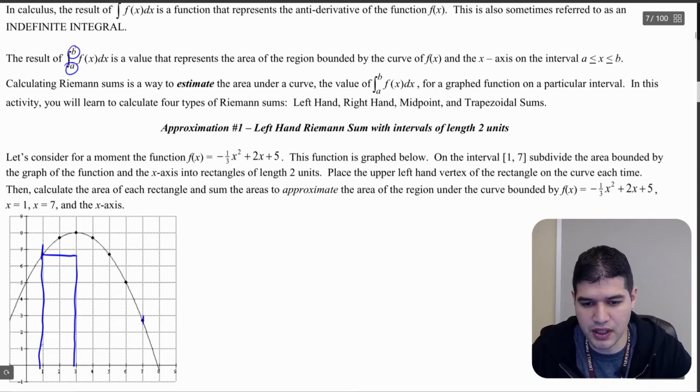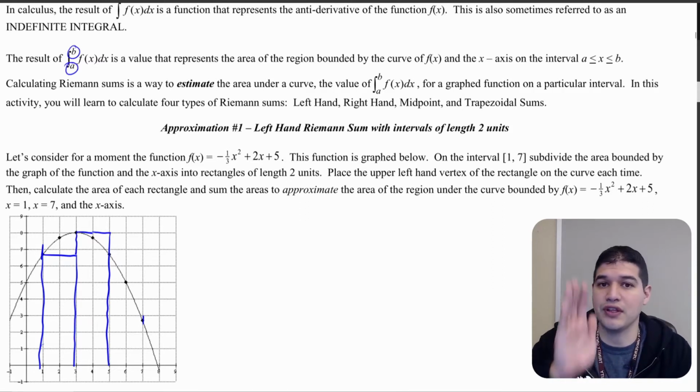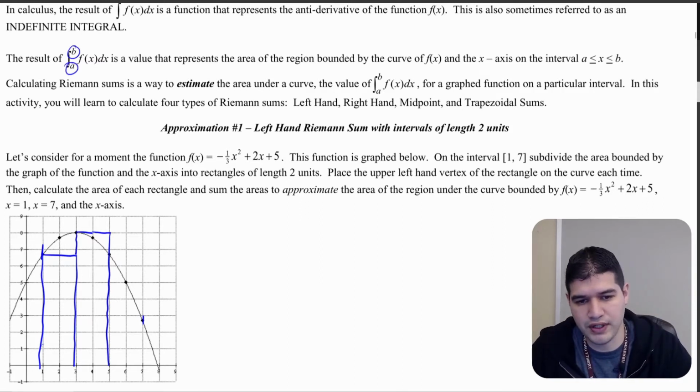Now at the next part, now that you're 2 units over, we're at 3, you're going to go up to the next value of where the function is, and that is where you're going to draw a rectangle for 2 units. And the same thing again, now we're at 5, you're going to draw it on the left hand, so we're going for 5 here. You're going to draw it for 2 units, and we're making a rectangle.